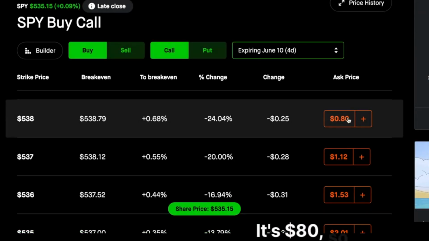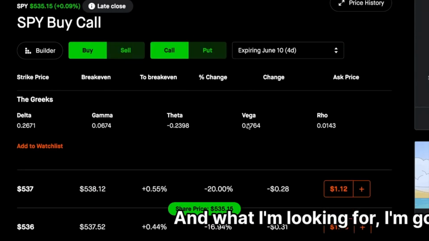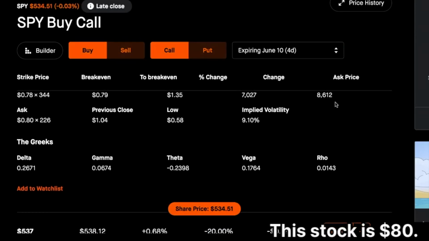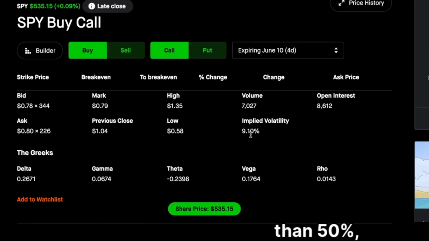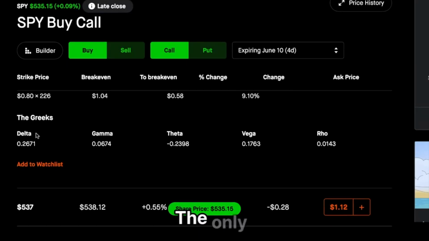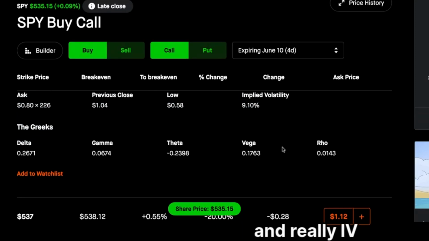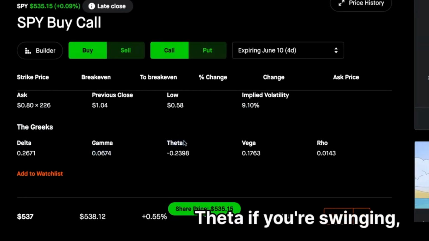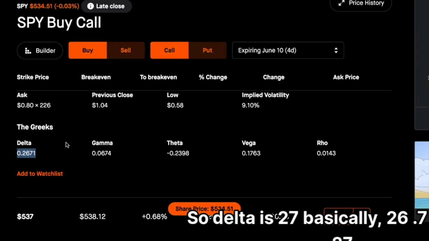It's 80 cents, you do the option multiplier of 100, $80. And what I'm looking for, I'm going to show you real quick. This option is $80. It has a low implied volatility. So you want the implied volatility to be less than 50%. The next thing you want to look at is delta. The only two things you're going to look at ever on options is delta and really IV or theta. Theta, if you're swinging, but on day trades, doesn't matter. So delta is 27, basically 26.7, which is 27.